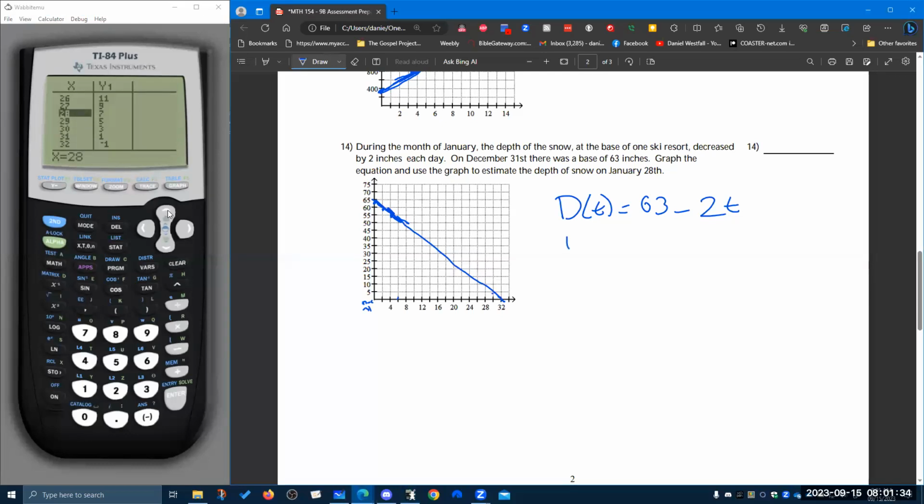So D28 is going to be about 7 inches. And that's just for my model here, that the way that I set it up was that x equals 1 was January 1st. So x equals 28 is January 28th. And our depth there is y. So we'll have 7 inches of snowpack left if they are losing 2 inches a day and they started with 63 inches on December 31st.